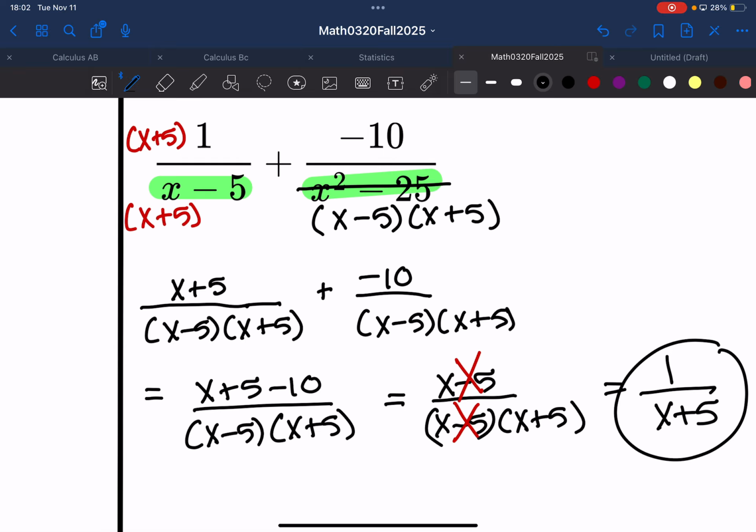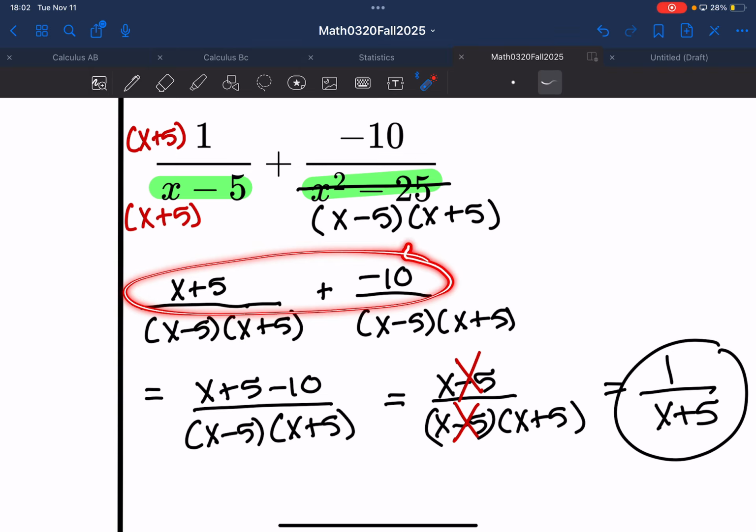I'm sorry? The minus 10? Yes. We did 5 minus 10, and that gave us negative 5, because we added the numerators together. Yeah, I put minus 10 instead of saying plus negative 10, because that's the same thing.